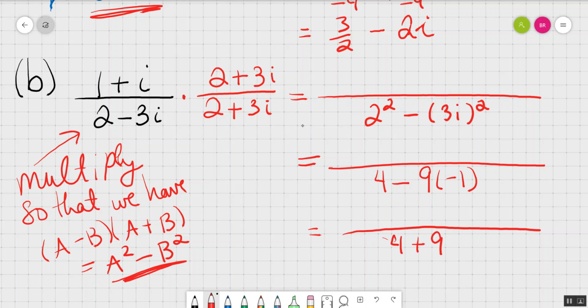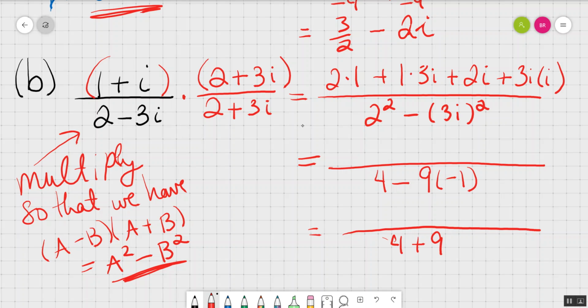Okay, I'm going to have to do the numerator now. Hopefully at this point you see you're going to get a 13 and it's not too bad. All right, let's do our foiling here. So I got to do my firsts, 2 times 1. My outer, 1 times 3i. My inner, 2 times i. That one's easy. Plus 3i times i. That's kind of pretty. Cool beans.